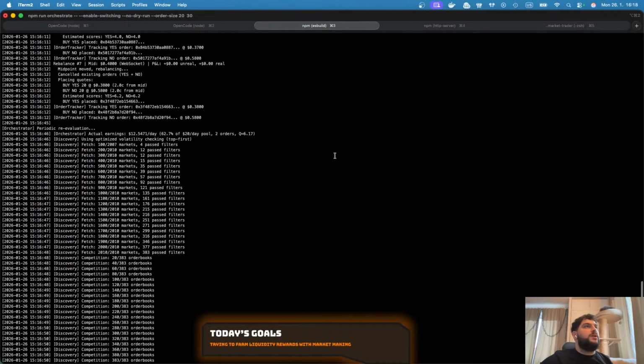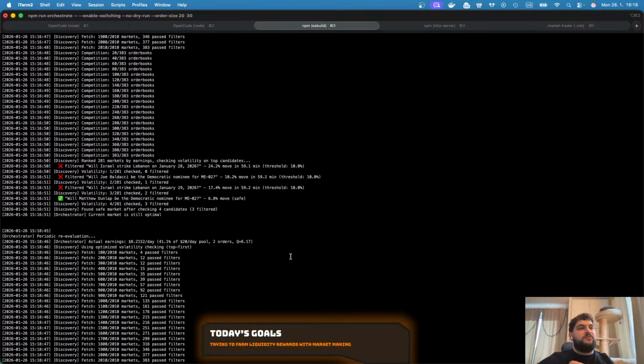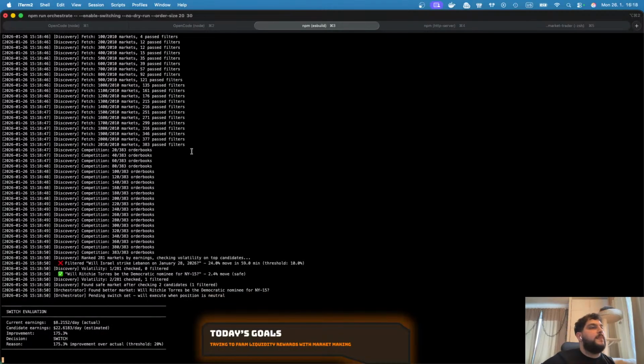So there should be another switch any second now. Let's test this one. That's cool also that it's filtering out, as you can see here, like red, red, red, and then green. So it filters out the markets that pay more, but apparently they don't fit our threshold of volatility. So it's just keeping another one. Oh, okay. So it found a new market.